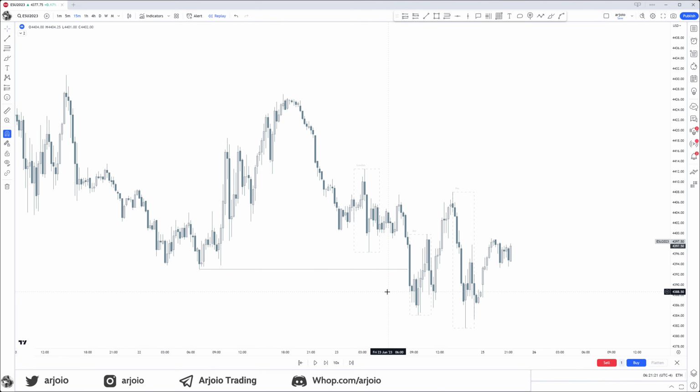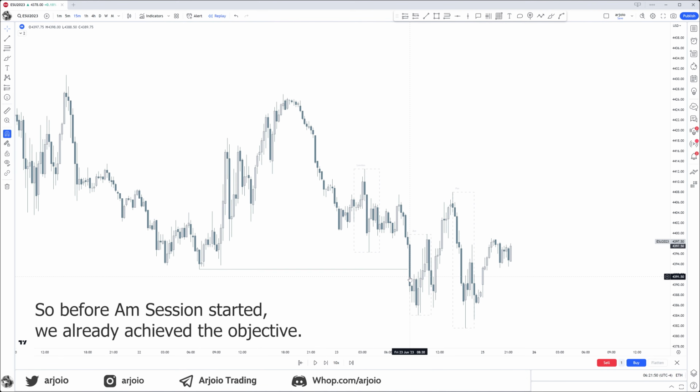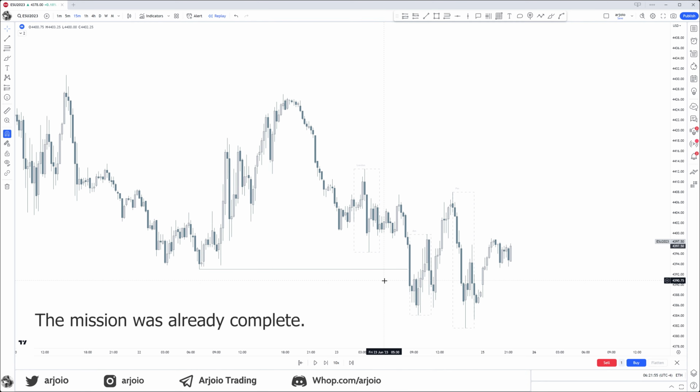In other words, we already had a run on liquidity right there before coming into the AM session. So what you'll see right there is at 9:30 equities open, and the opening range will likely be some form of consolidation right there. The reason being is because London, and before 8:30, so before AM session started, we already achieved the objective. The mission was already complete. So AM session is consolidating right there to generate new liquidity.